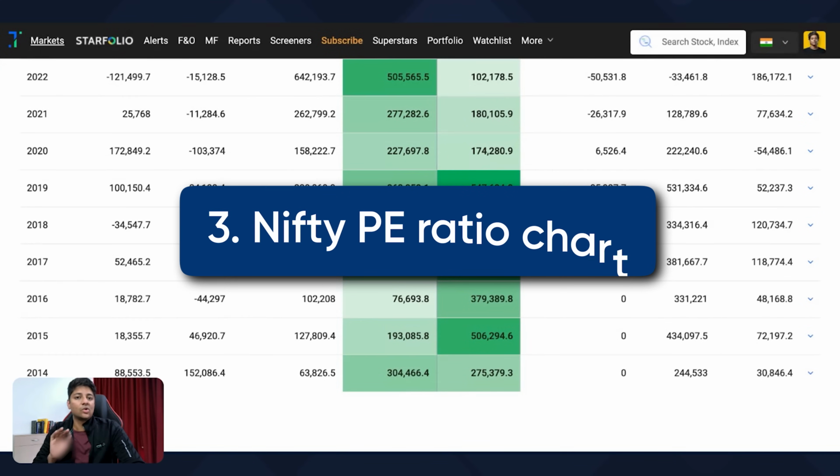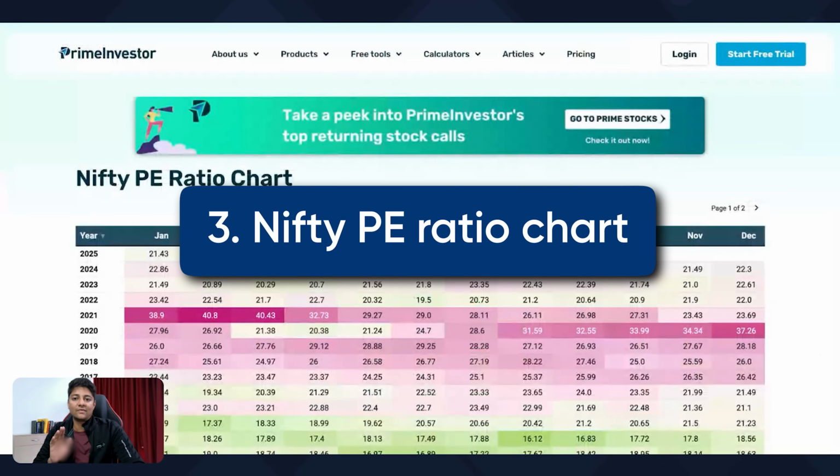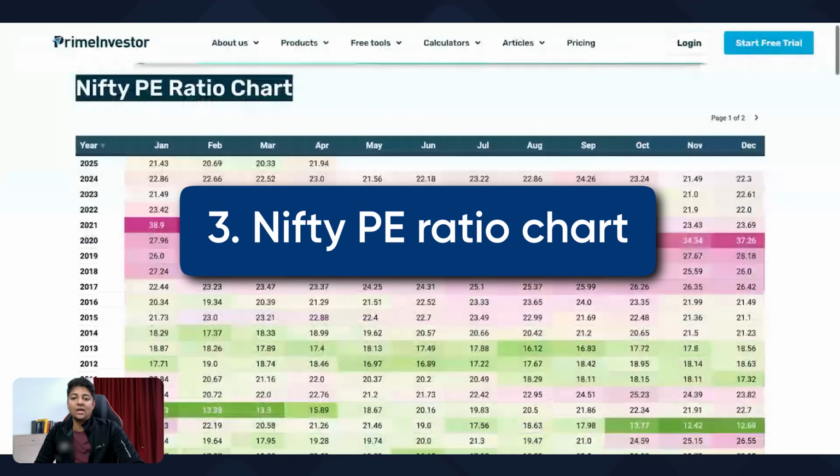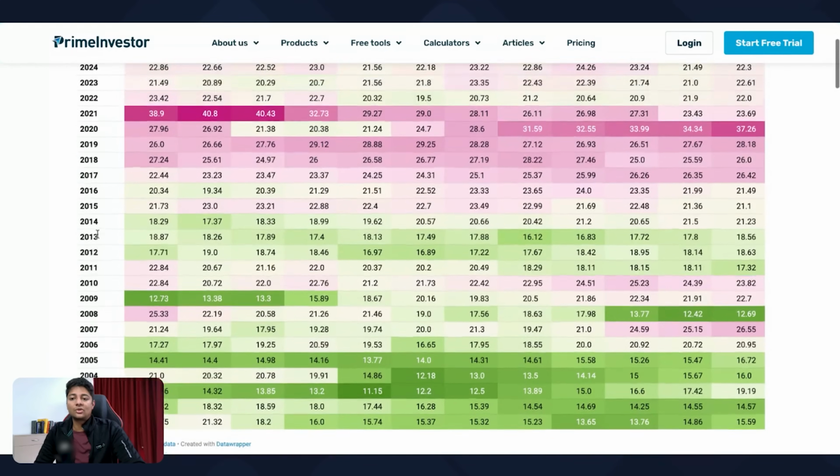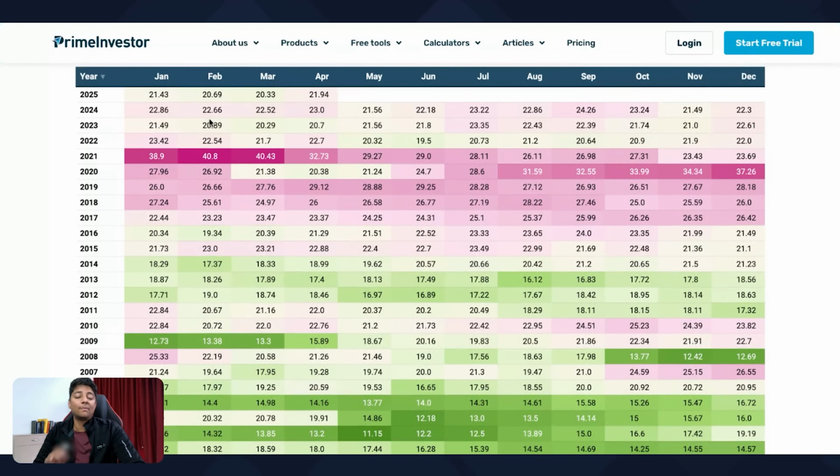Number three, I'm going to give you another tool to look at where you should understand whether the market is overheated or underheated. That is the Nifty PE ratio chart, which is a long-term chart. Now, this chart from 2001 till 2025 shows you the month-on-month price to earnings ratio of Nifty. Now, it is a very clear indicator. There is no ifs and buts about it.